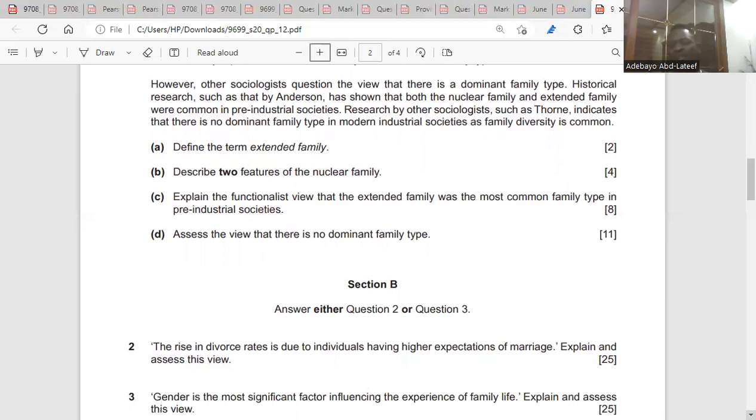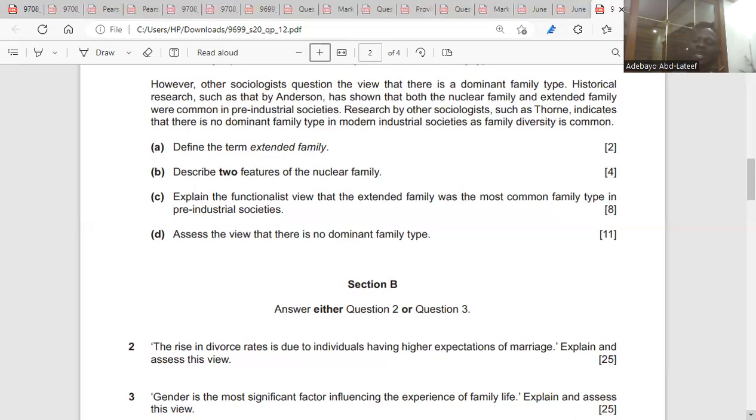So, explain the functionalist view that the extended family was the most common family type in pre-industrial society. For the functionalists, they argue that the extended family was the most common family in pre-industrial societies based on the following reasons. One, agriculture. In pre-industrial society, there was no technology, no tractor, no mechanization. So basically everything is done through labor. People work in the farm. Yes or no? In those days.